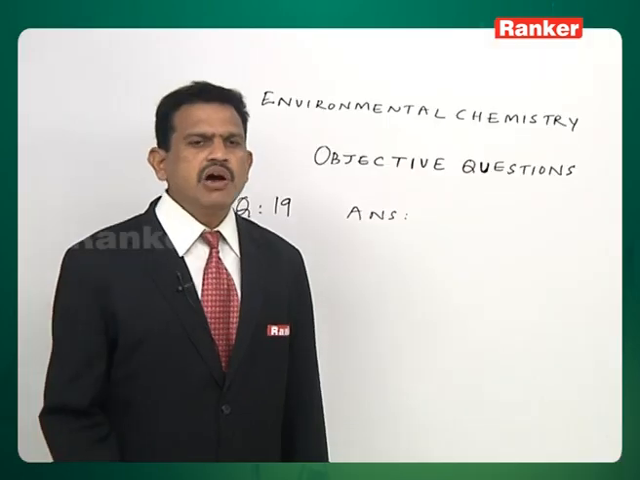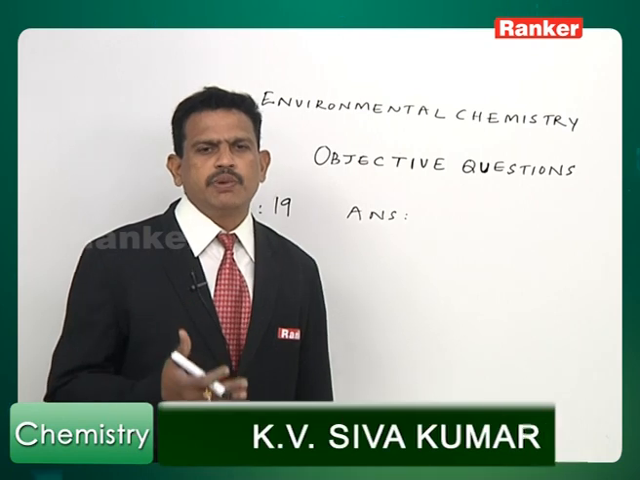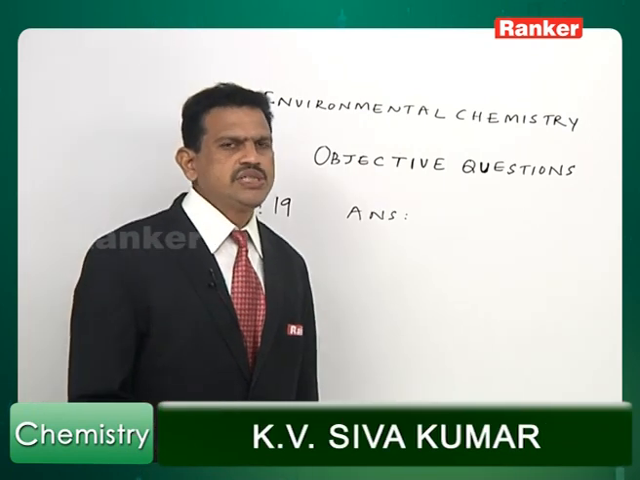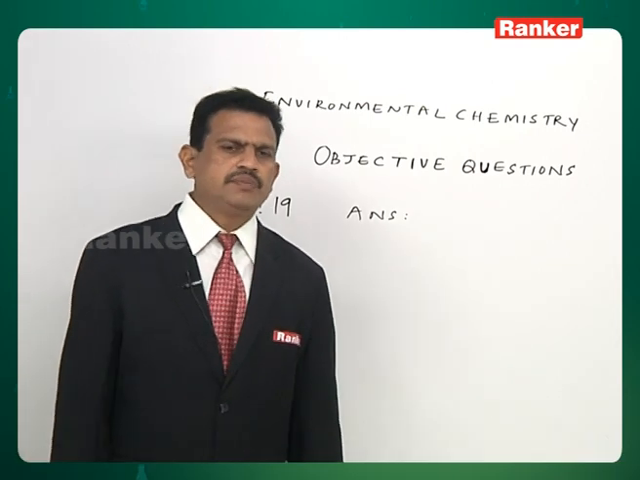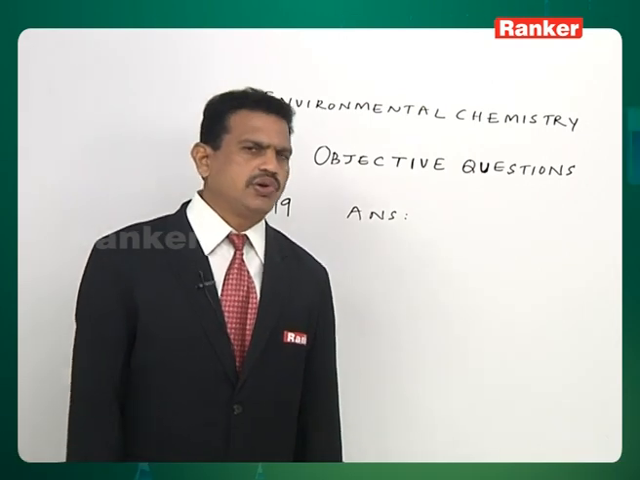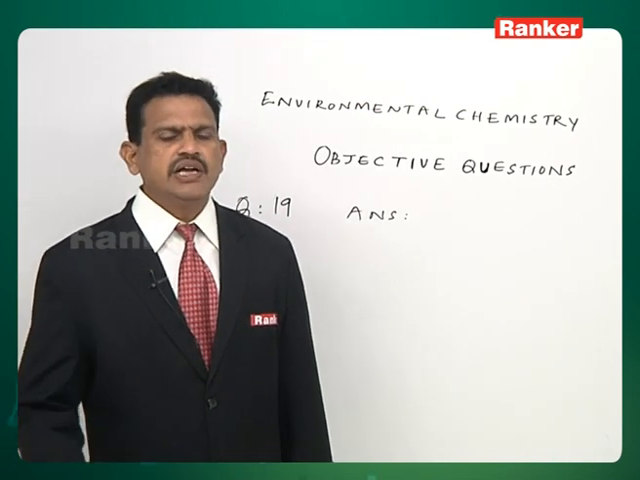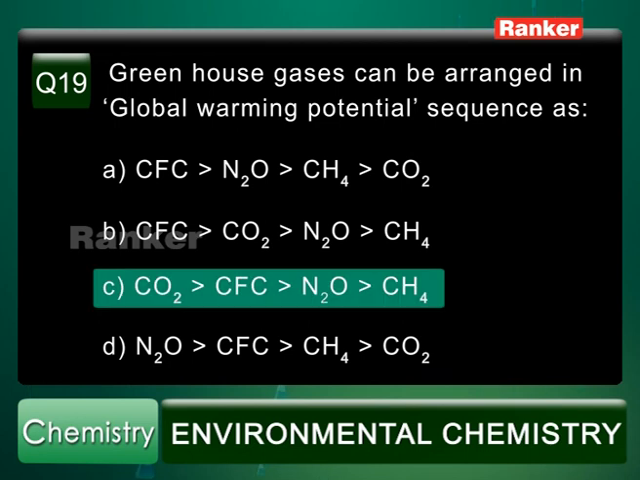Greenhouse gases can be arranged in global warming potential sequence. We can arrange the most dangerous global warming gas is carbon dioxide. Next to carbon dioxide is chlorofluorocarbons. Next to chlorofluorocarbons is nitrous oxide. Next to that is methane. So we can go for option C.